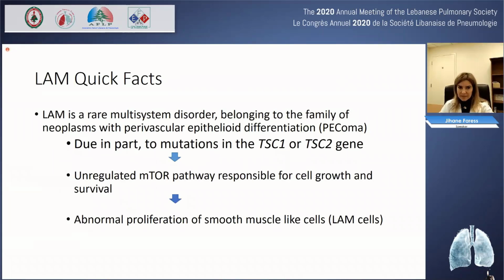It's a very rare multi-system disorder. It was most recently classified as belonging to the family of neoplasms with perivascular epithelioid differentiation. We know that LAM is due in part to mutation in the tuberous sclerosis 1 or tuberous sclerosis 2 gene. This in part leads to an unregulated mechanistic target of rapamycin pathway, which is responsible for cell growth and survival, which in turn leads to an abnormal proliferation of smooth muscle-like cells, which are the LAM cells, which can migrate to the lung or can migrate to the kidney.